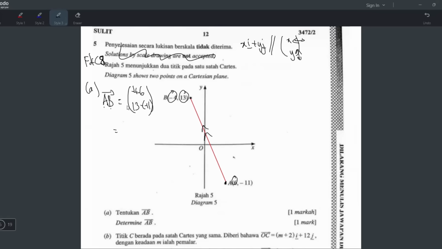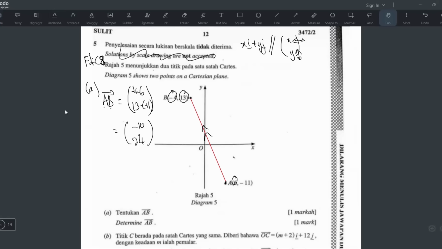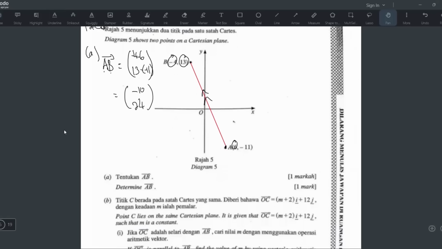Right? So let's try. What if I said CD? CD vector. How do you find the vector if they give you C and D's coordinates? To find CD, you must take D's coordinate minus C's coordinate, not the other way. So here you get negative 10 on top, and here you get 24. That's the answer. If you want to write in this form also can. It would be negative 10i plus 24j, but it's the same thing. Okay. All right, let's keep going.